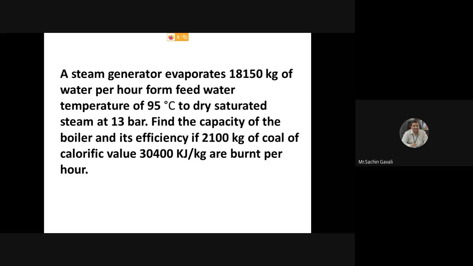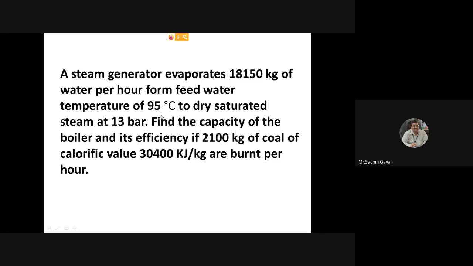Okay. Now try to solve this numerical. So last time we have discussed how to solve. A steam generator evaporates 18,150 kg of water per hour from feed water temperature of 95 degrees Celsius to dry saturated steam at 13 bar. Find the capacity of boiler and its efficiency if 2100 kg of coal of calorific value 30,400 kilojoule per kg are burnt per hour.